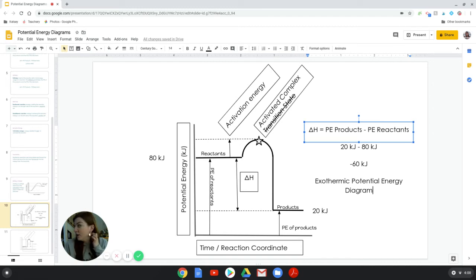Okay, if you're not with me, backtrack and rewatch it. This is exothermic because I had a negative delta H, and negative delta H's are indicative of a loss of energy. Okay. Once you're here, you should be able to fly through the endothermic quite easily.